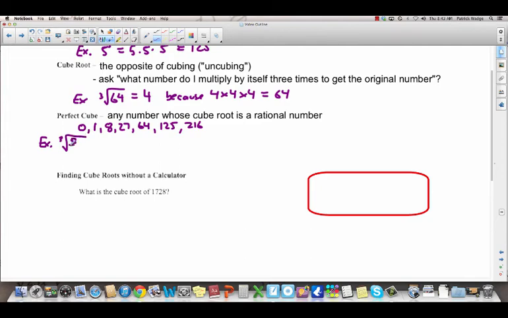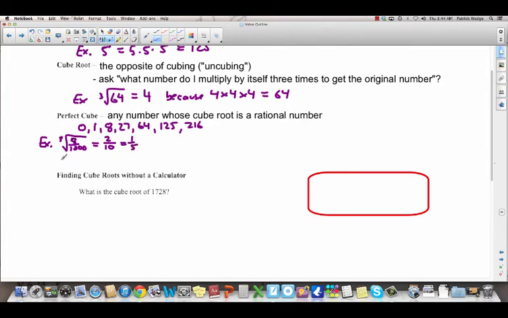If I was looking for the cube root of 8 over 1,000, just treat the numerator and denominator separately. What's the cube root of 8? What multiplies by itself 3 times to get 8? 2. 2 times 2 times 2 is 8. 1,000. What multiplies by itself 3 times to get 1,000? Hint, there's 3 zeros here. How about 10 times 10 times 10? Right? So it's 2 over 10, which is the same as 1/5 in lowest terms.